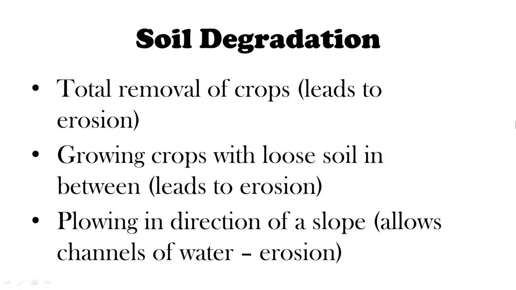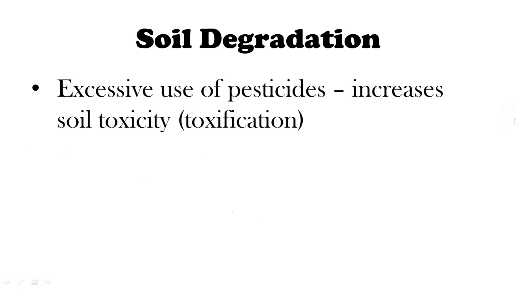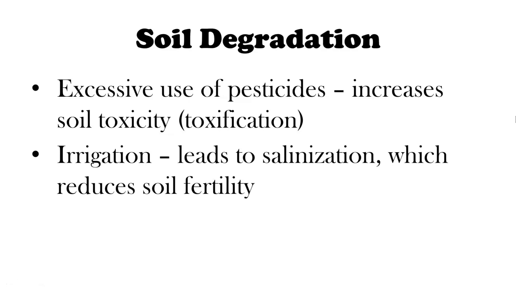Another thing that can lead to erosion and soil degradation is plowing parallel to the direction of a slope. If the land has a slight incline or decline and the soil is plowed parallel to that slope, this creates channels for the water to run through, and it can lead to erosion. Another thing is the excessive use of pesticides. In the long run, this can make soil too toxic for further agricultural use, and it's called toxification. We've already talked about how irrigation can lead to the process of salinization. This is exacerbated in warm, dry areas where the irrigated water tends to evaporate before it percolates into the soil. And this is how we can end up with that salty, mineralized crust on the top of the soil.